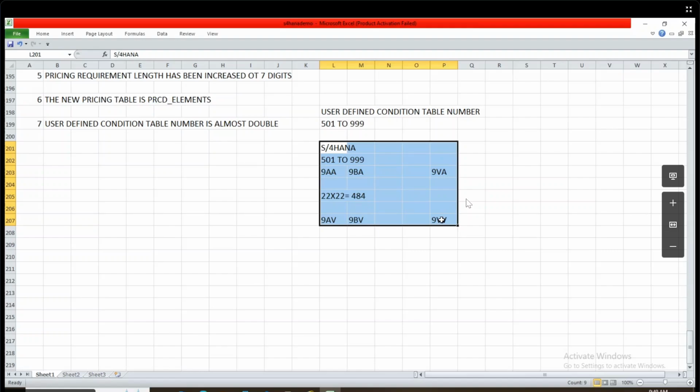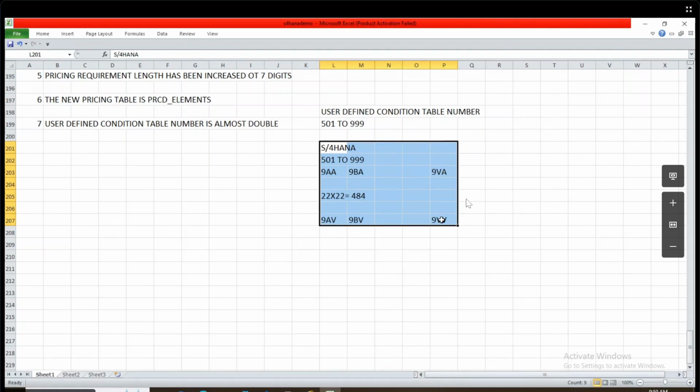Sir, we have to give manually after 999. Yes. Not only after 999, you can give before also. If you give manually, it will take that 9AA or 9AB. But if you have already used up to 999 and you want any extra tables, then you have to give like this.